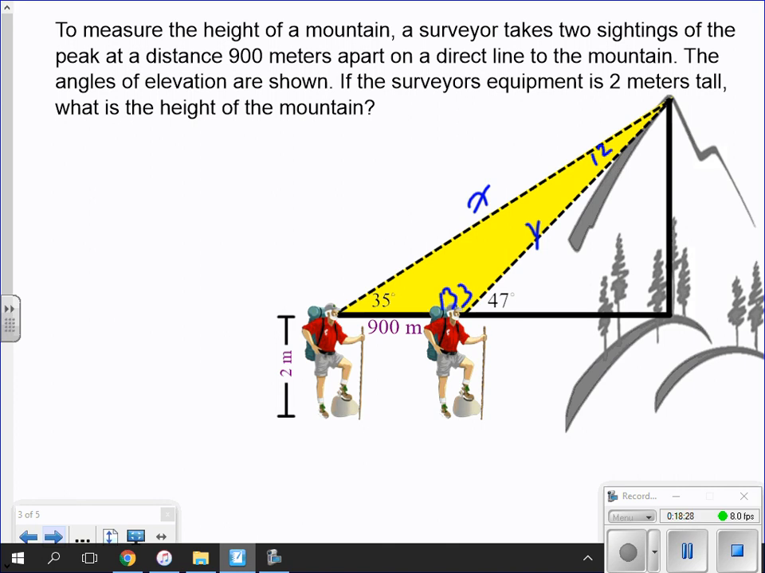180 minus these two angles, but there is another one. Do you remember the exterior angle theorem? This angle is equal to these two angles added together. 47 minus 35 also gives us our 12.